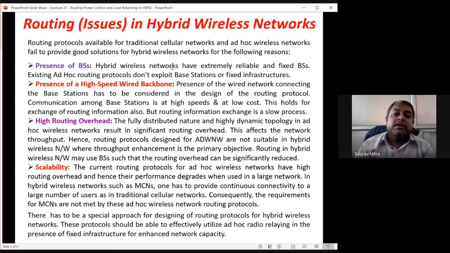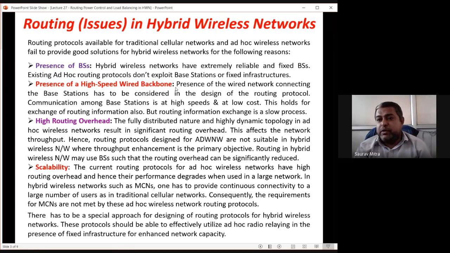Yes, the protocols of cellular networks may be applied to a hybrid wireless network, but not directly, because a cellular network is totally controlled by the base station, but ad hoc networks are not controlled by a base station, and in a hybrid network there is a part of the ad hoc network as well. So this is the main problem: base stations are there in the hybrid wireless network, and ad hoc routing protocols are not using the base station in their algorithm. Hence the ad hoc routing protocols cannot be used for a hybrid wireless network.